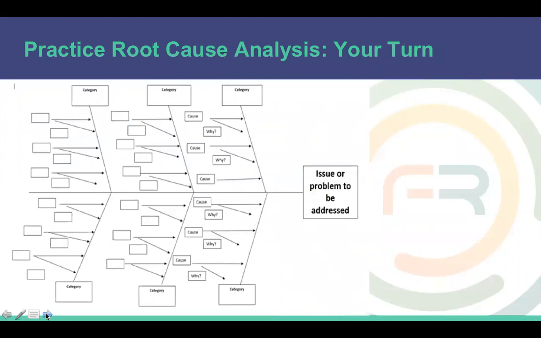Next, we're going to be moving into your own root cause analysis. It's going to be your turn. It's time for you to identify the problem or the issue. You need to determine the major categories of the cause of the problem. Remember, these are huge categories. Then you need to be asking yourself why. Why are these things occurring? Remember to keep digging down to uncover what is really occurring. Now we're asking you to return to the slide deck to work on your own fishbone analysis.